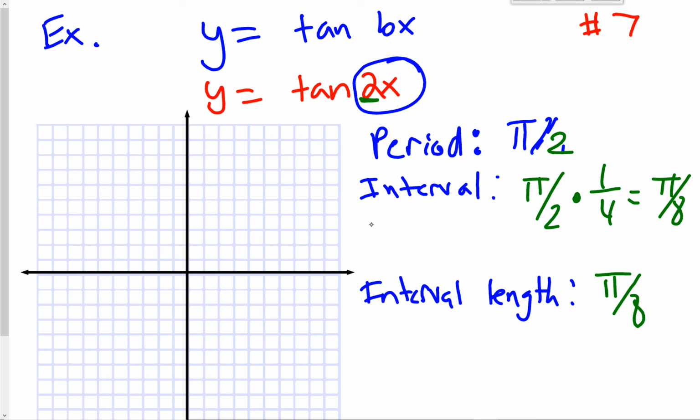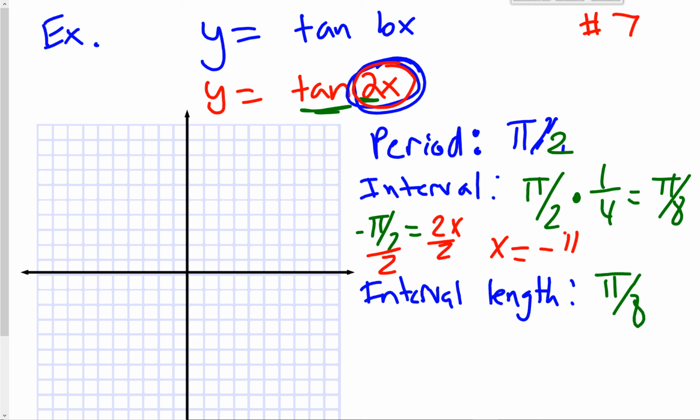My interval is where we normally start. So for tangent, I start at -pi halves. I'm going to set that equal to what I'm taking the tangent of, which is 2x, and then solve for x. Dividing by 2 is like multiplying by half, so my x is equal to -pi fourths. So that's where I'm going to start.